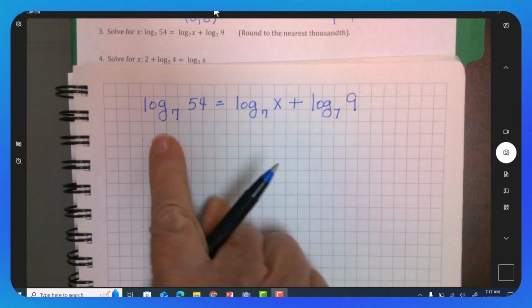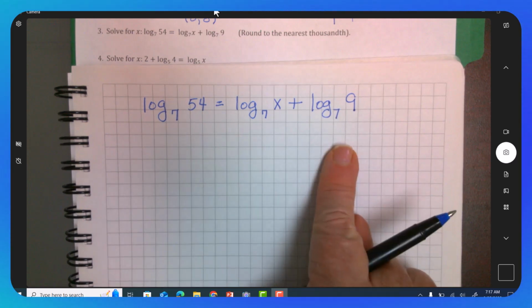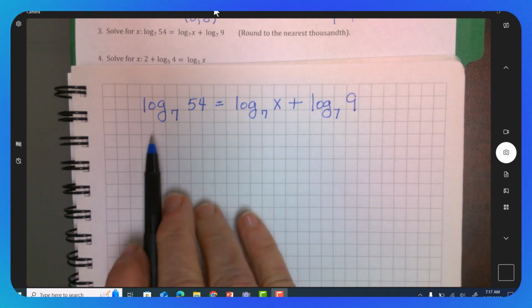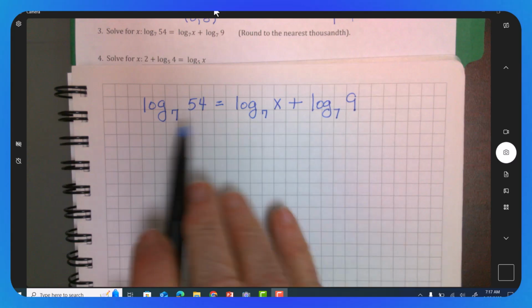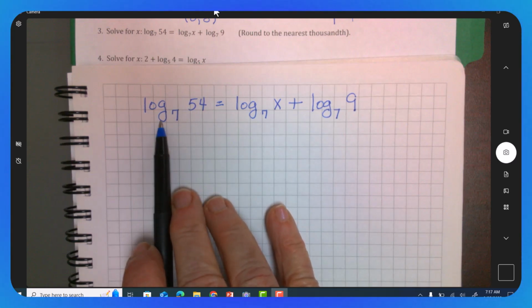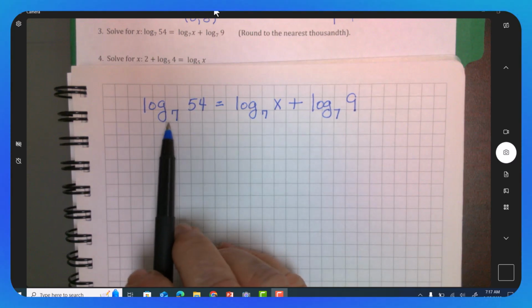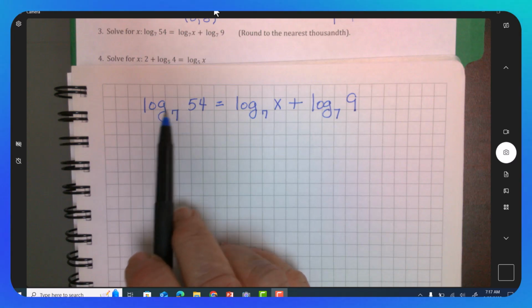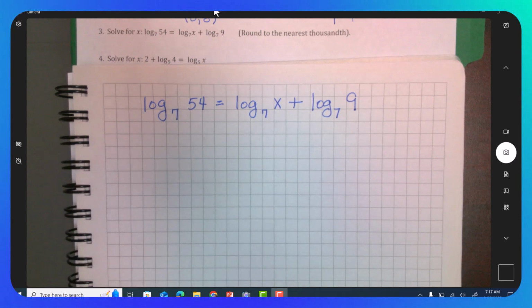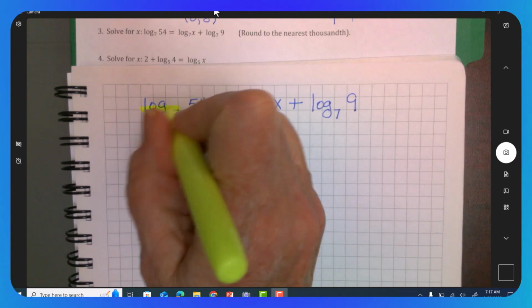Think about your exponent rules and the inverse of that, specifically for this, the log function rules. All right, so we have the same base. We've got log base 7 throughout. So that's the good news.